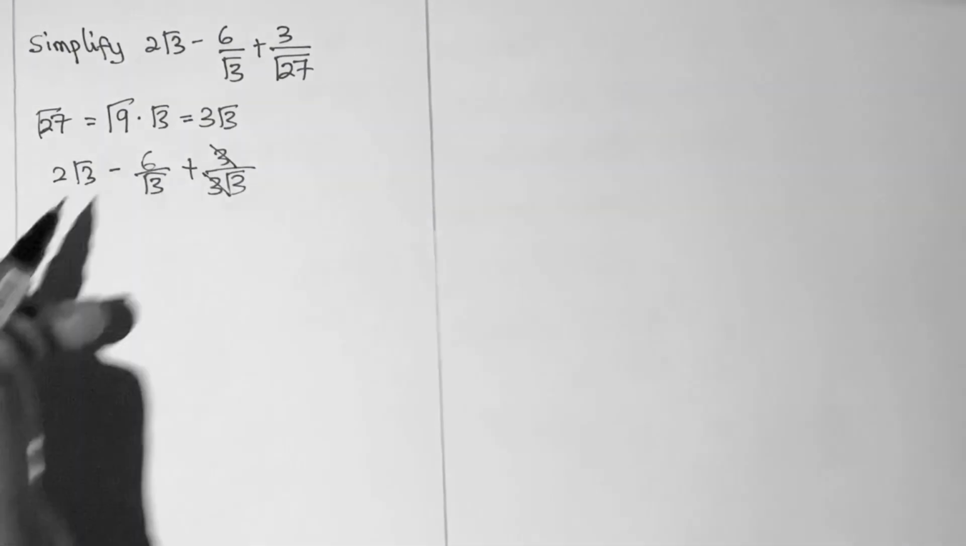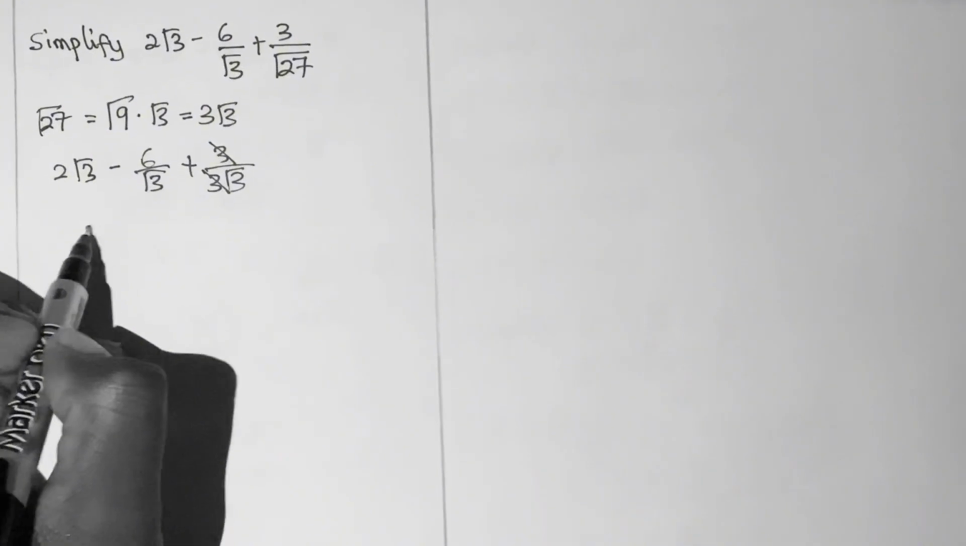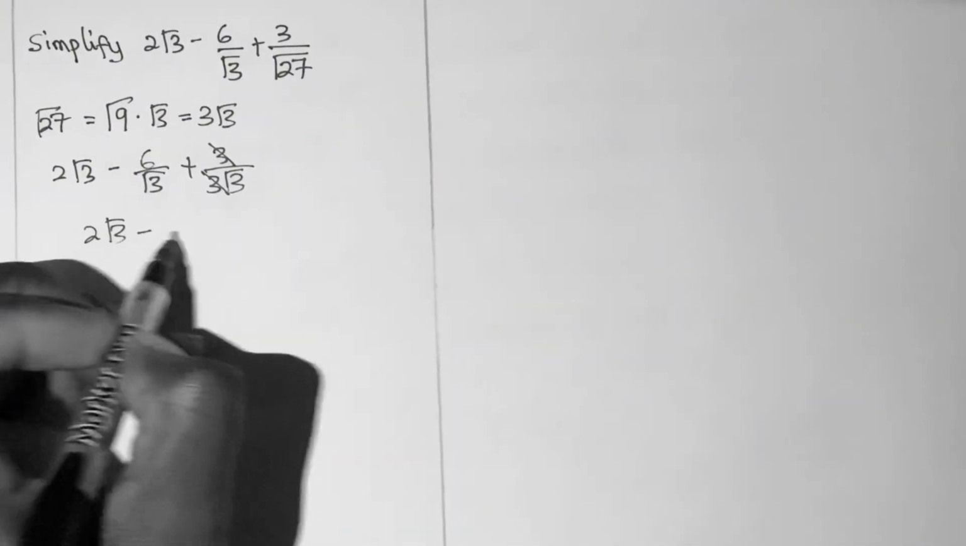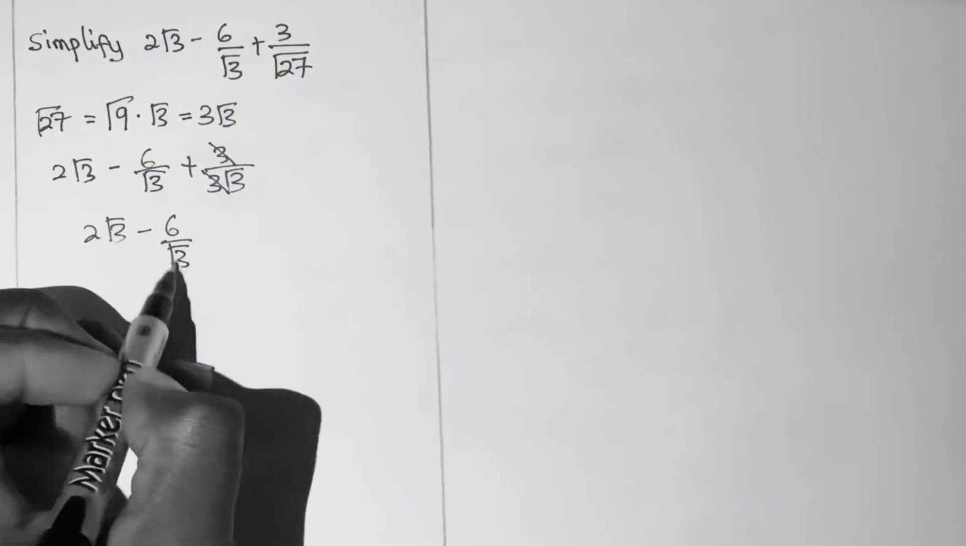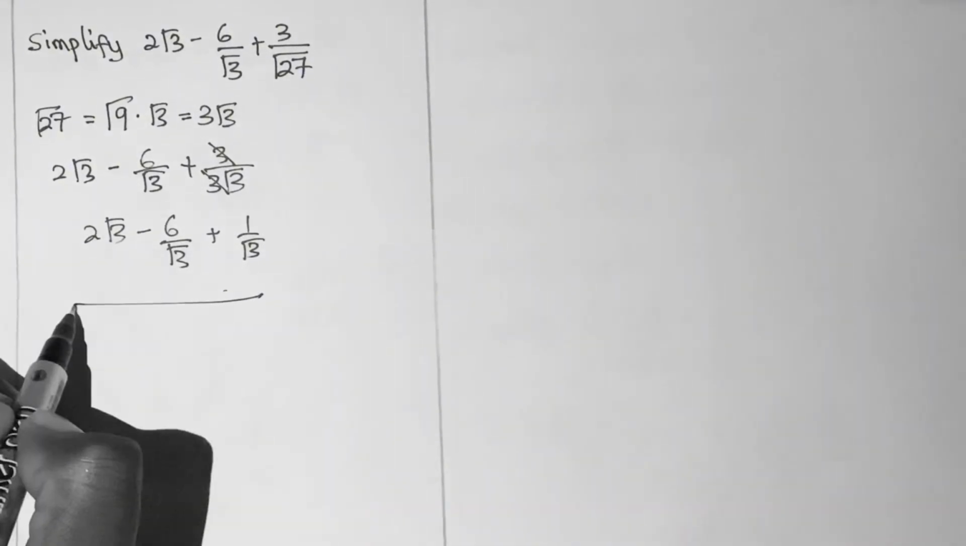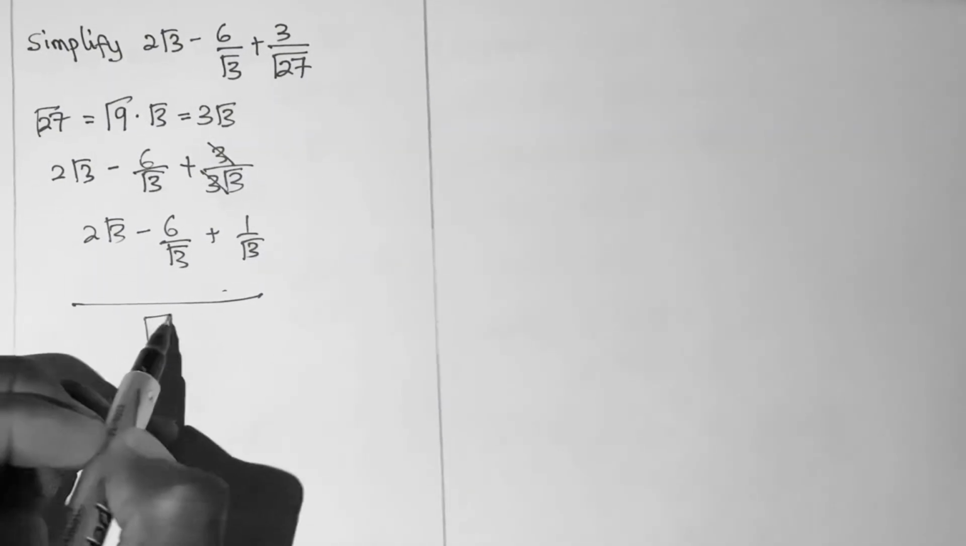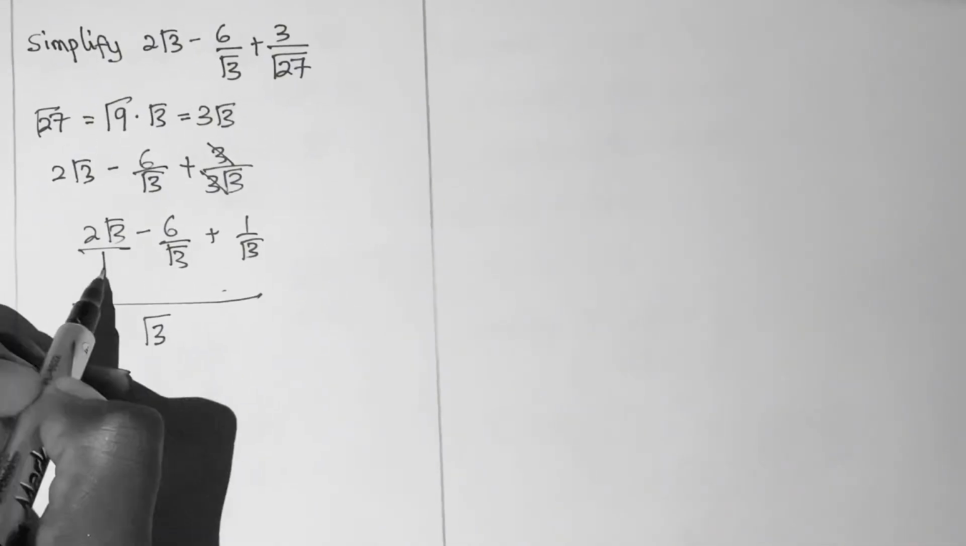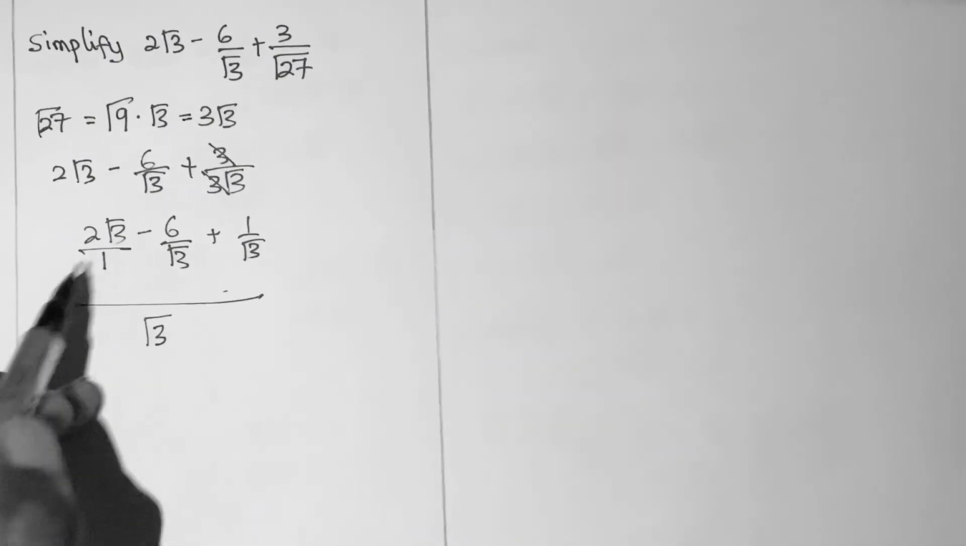So this 3 and this 3 will cancel out. So at the end of the day, we'll have 2 root 3 minus 6 over root 3. Then plus 1 over root 3. So let's find the LCM. So the LCM is root 3. So this is divided by 1. Root 3 divided by 1 is root 3.